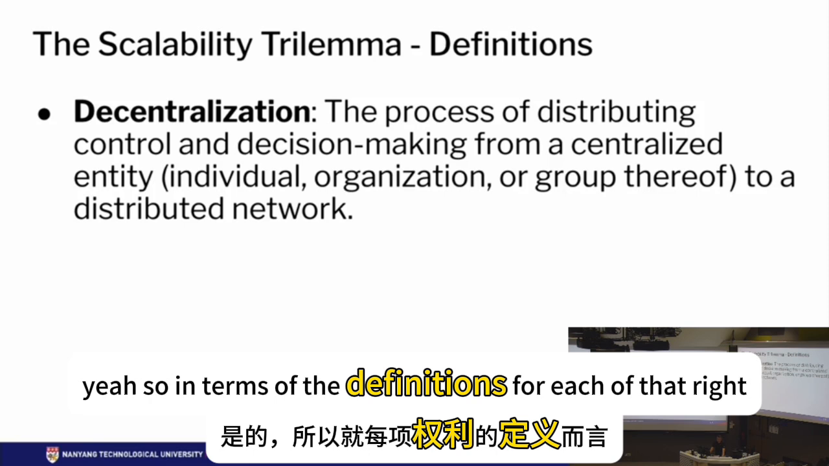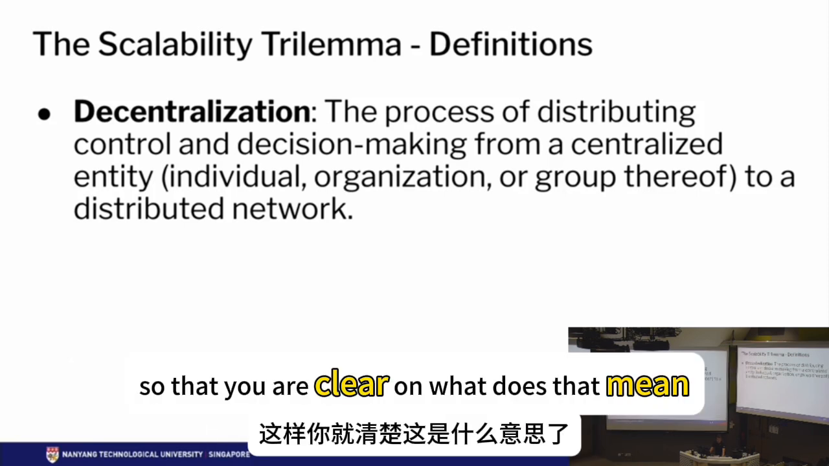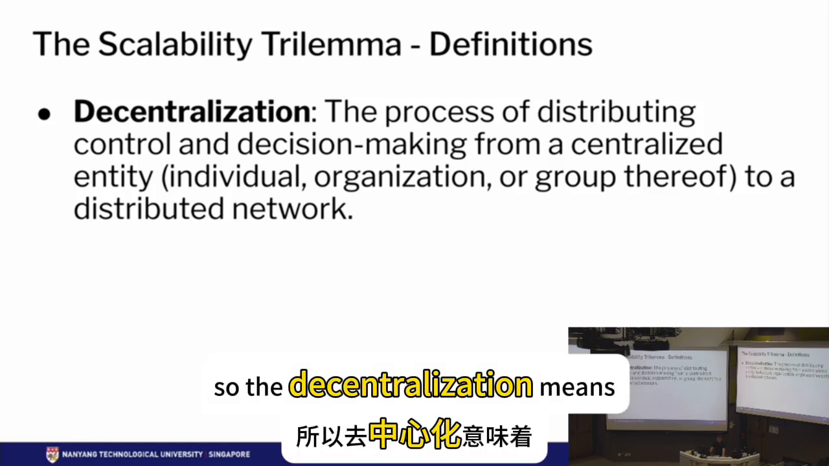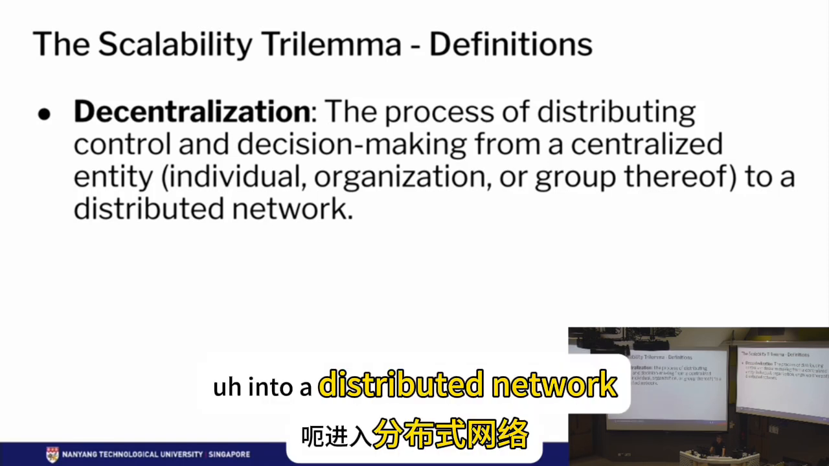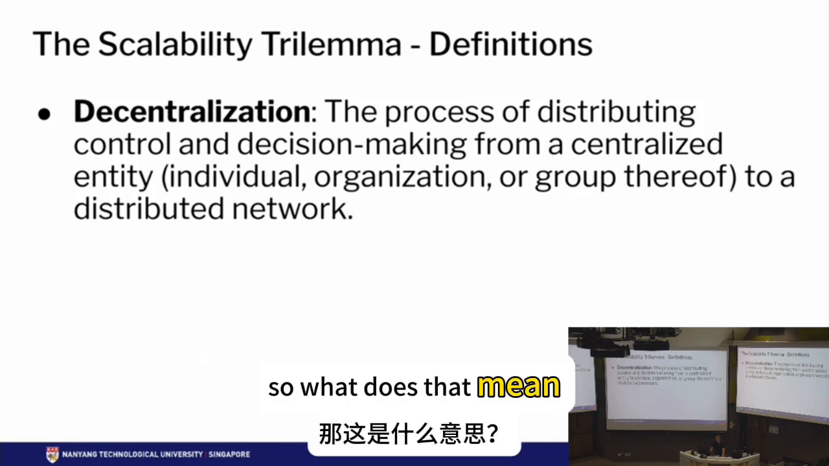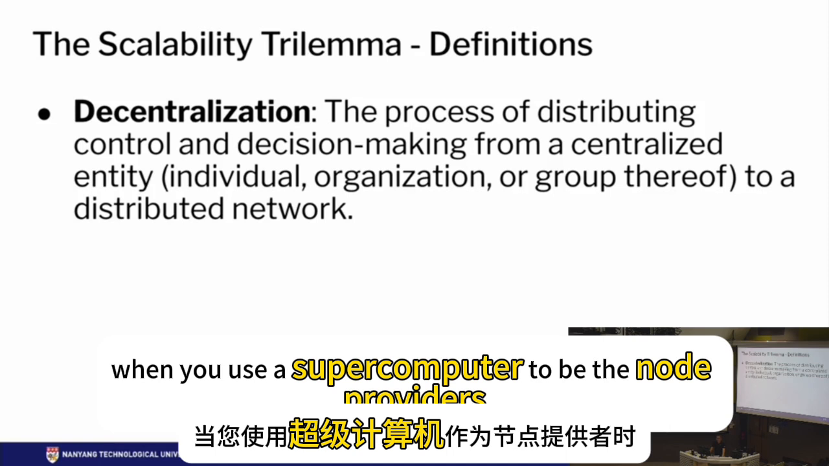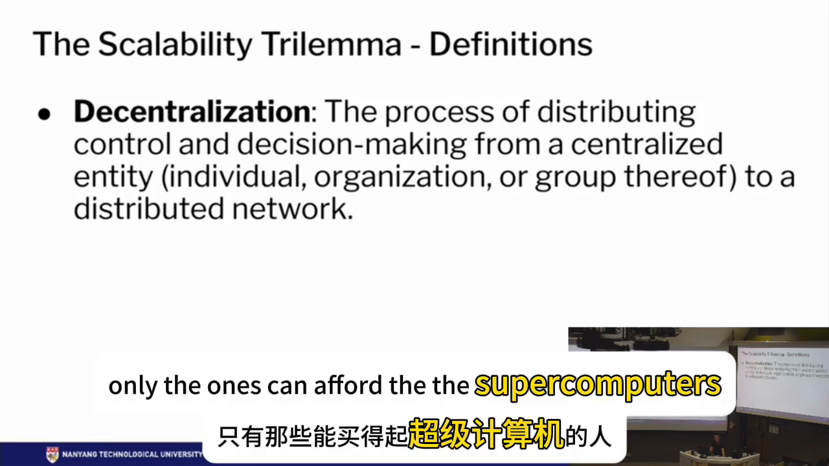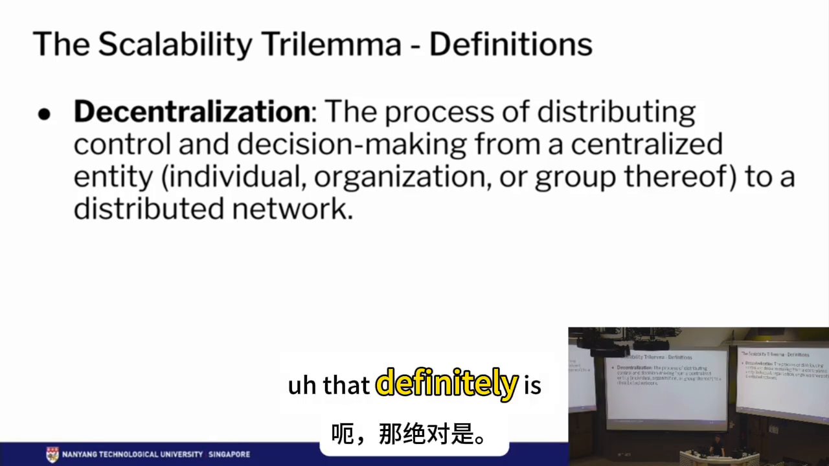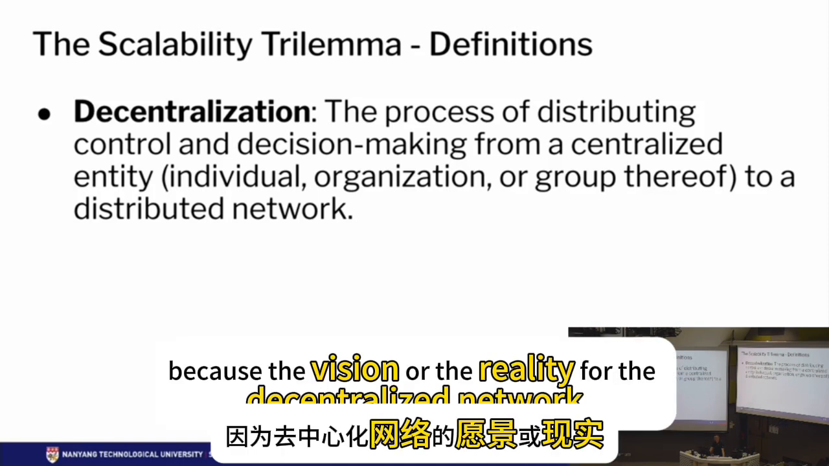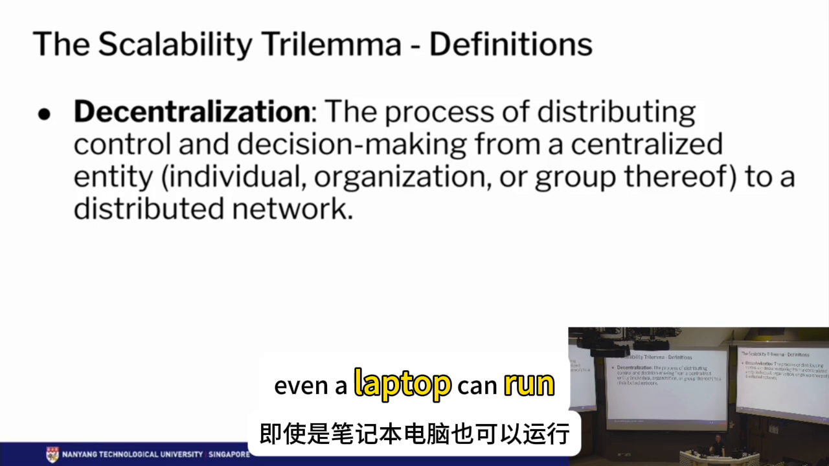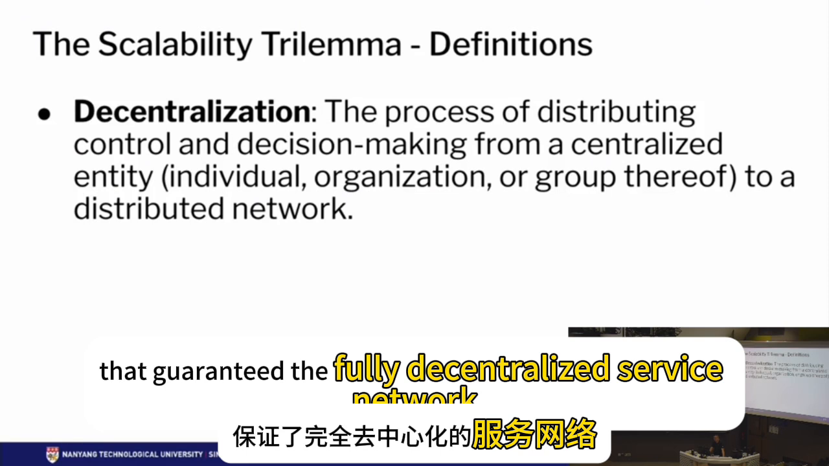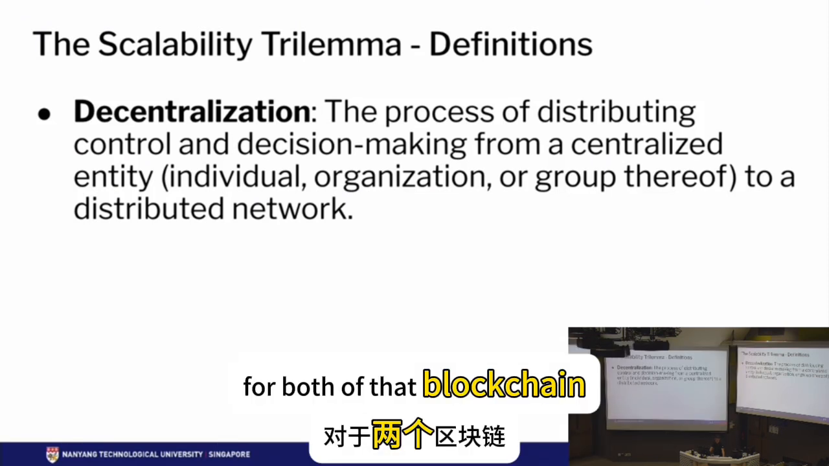Yeah, so in terms of the definitions for each of these, I still want to define them so that you are clear on what they mean. Decentralization means the process of distributing control and decision making from a centralized entity into a distributed network. What does that mean? Just now I mentioned that when you use a supercomputer for node providers, only those who can afford supercomputers can be node providers. That definitely is not decentralized, because the vision or reality for the Ethereum network initially, and Bitcoin initially, is that every single machine, even a laptop, can run a node service. That guarantees a fully decentralized network for both of those blockchains.